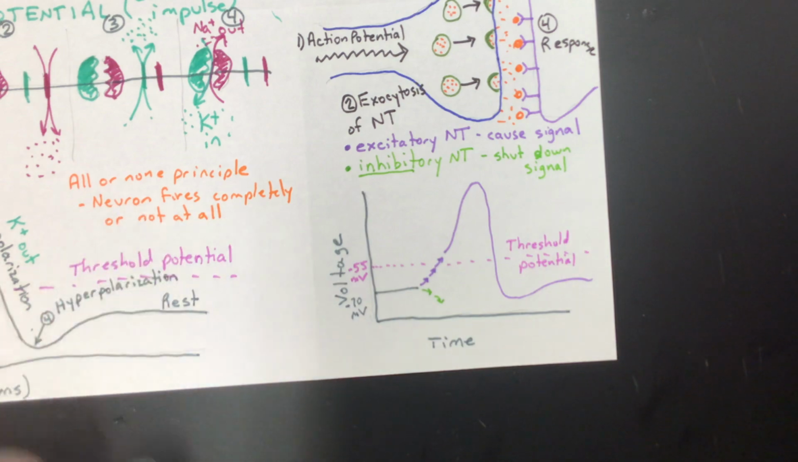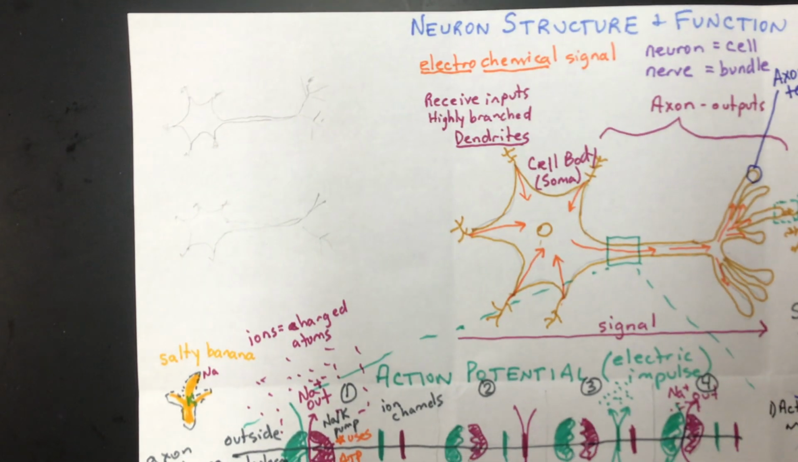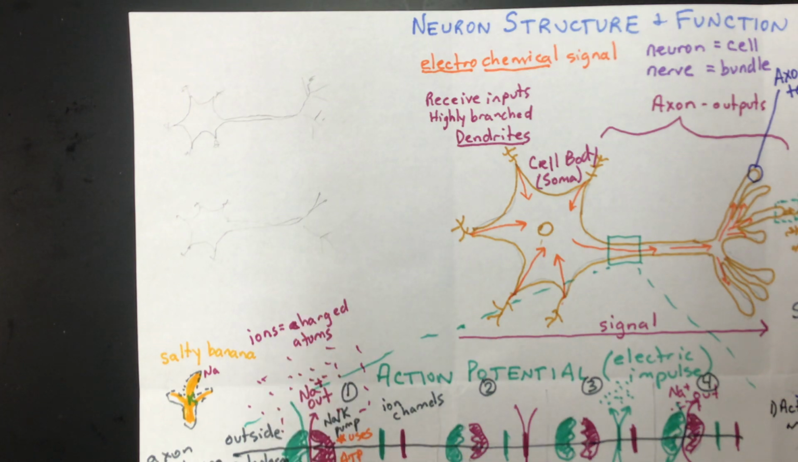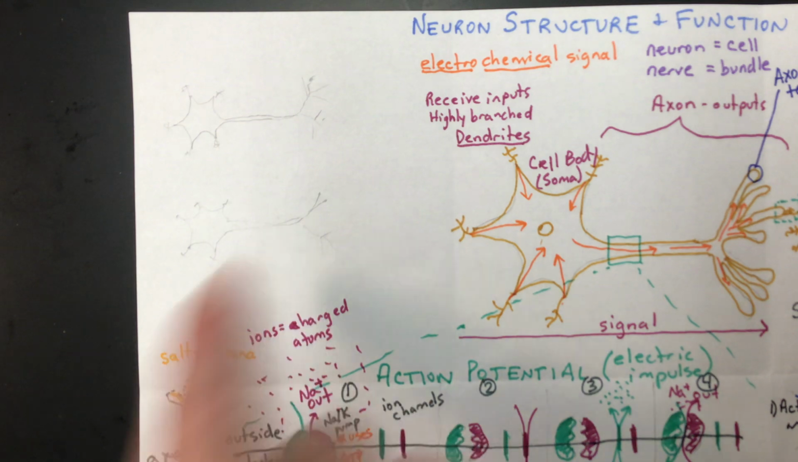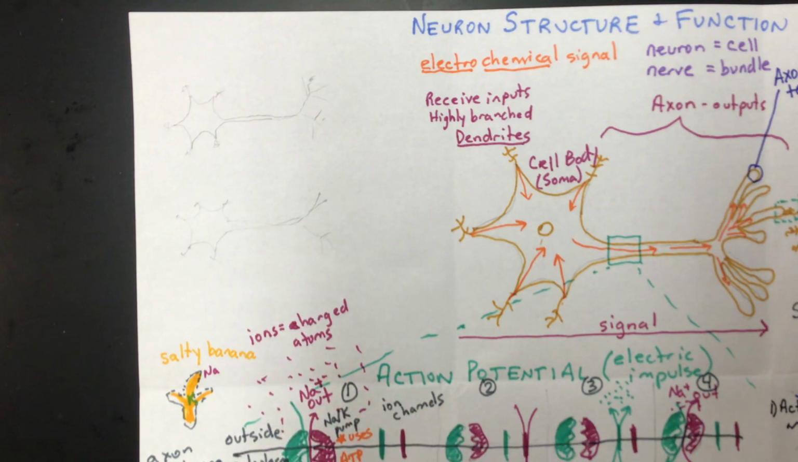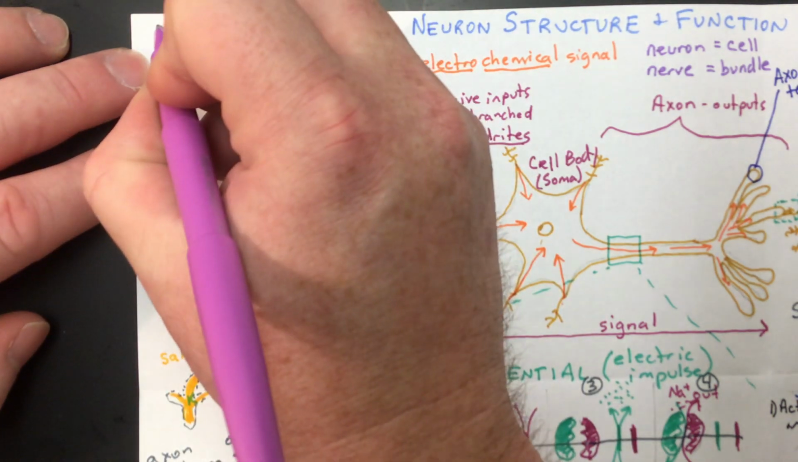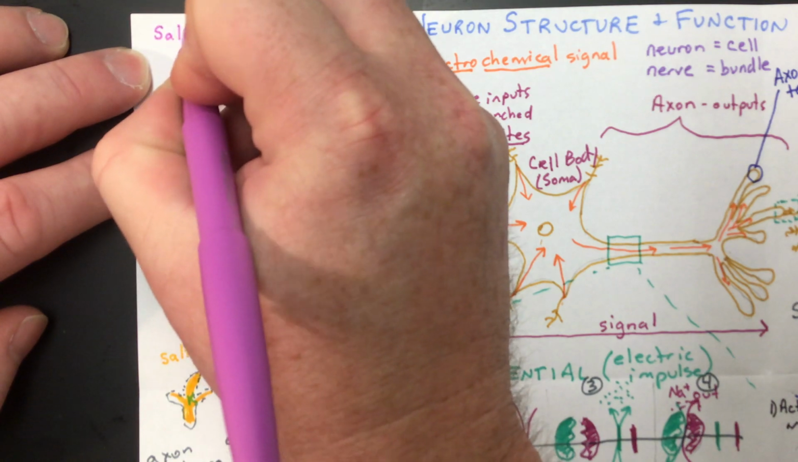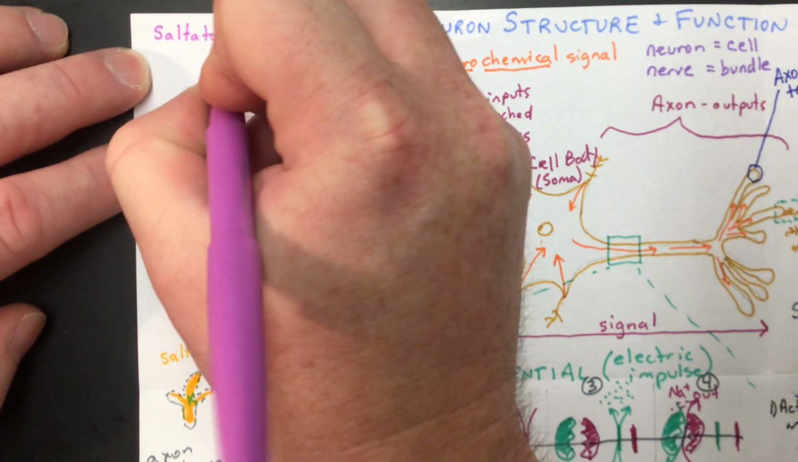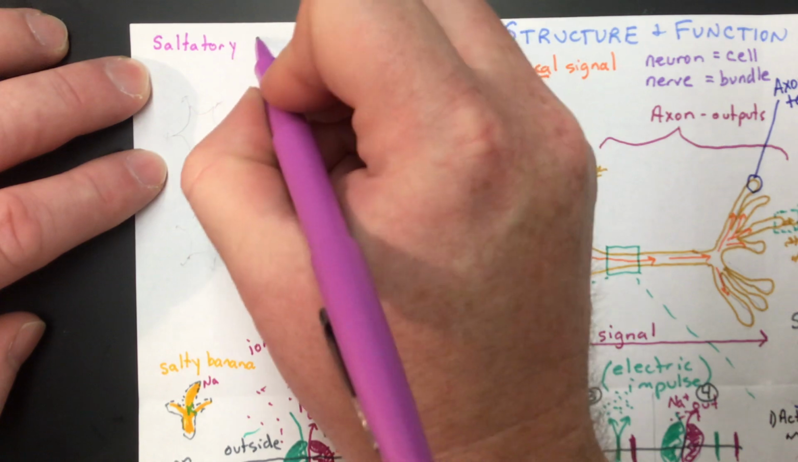Now, there's one other thing that I want to tell you about in this final little slice of our notes page right here. And that is a special type of signaling in a neuron. And that special type of signaling is called saltatory conduction.